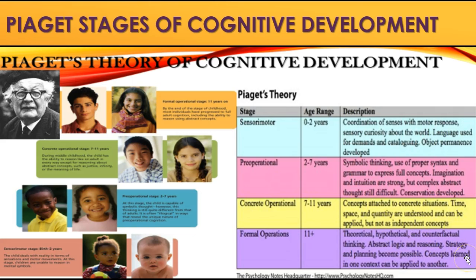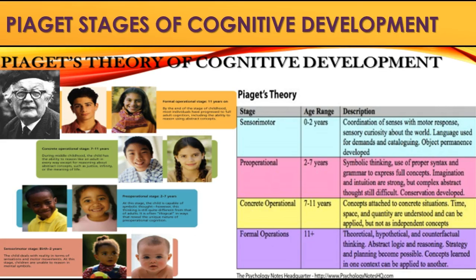And the concepts learned in one context can be applied to another situation. In other words, they can use what they learn in one grade and carry it on to the next grade. That is the formal operational stage. And this is Piaget's stage of cognitive development.